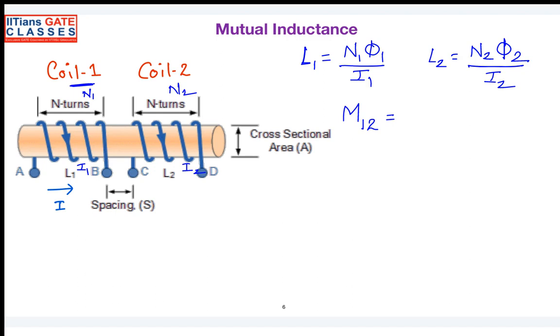There is some amount of flux which will be going from coil 1 to coil 2. For the mutual inductance, the cause is the flux going from coil 1 to coil 2. That I was calling phi 12, which means the flux is coming from 1 and going into coil 2. In that case, how to define the mutual inductance? Ultimately the destination is coil 2. So what number of windings should I consider?